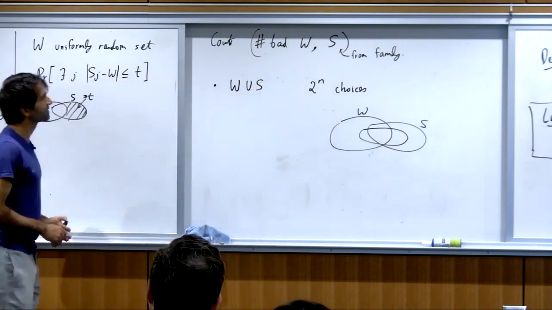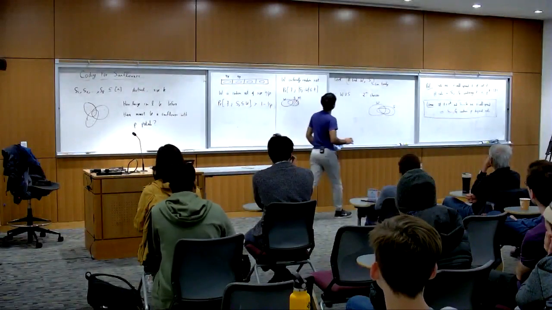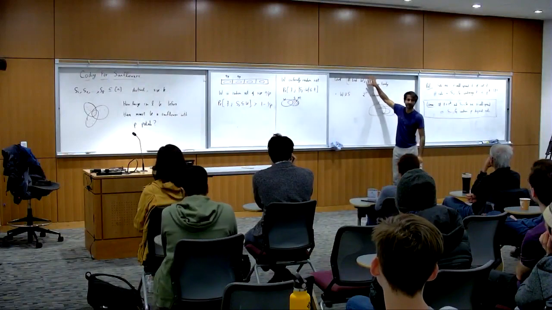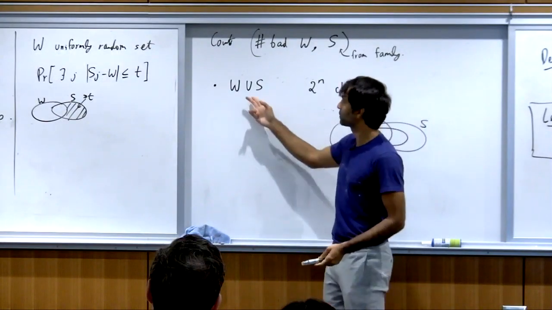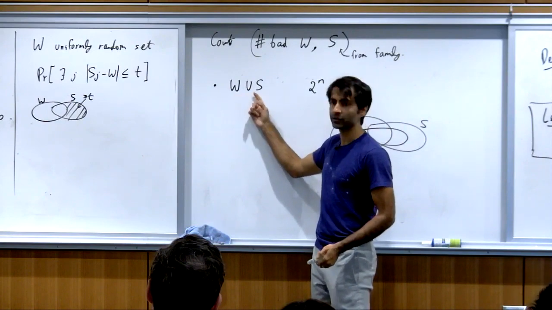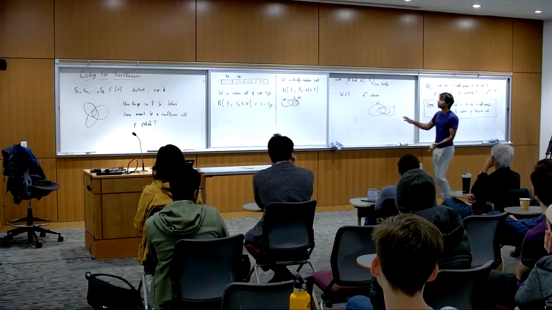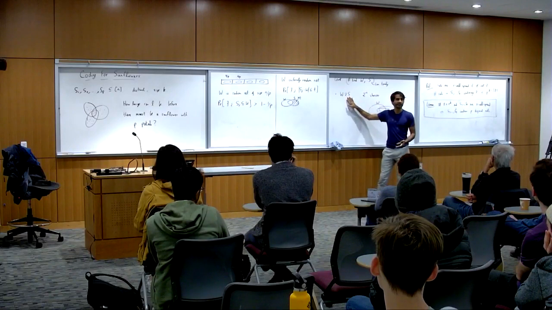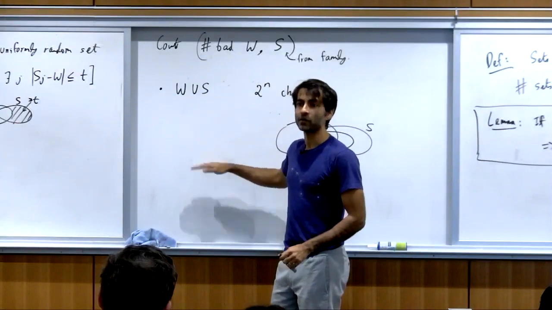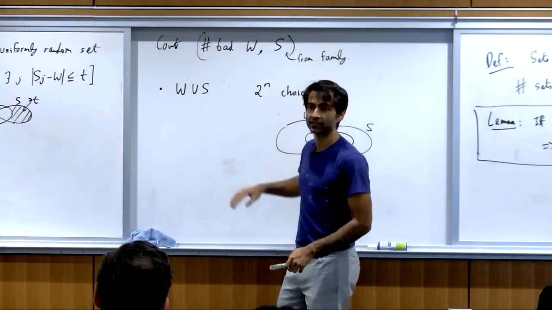Okay, so I'm going to somehow count the number of pairs here. I'm going to start by counting the number of choices for the value of W union S. There's 2 to the n of them. Now, once you know W union S, it doesn't mean you've determined S and W. But we're going to now count the number of options for S and W given this choice.